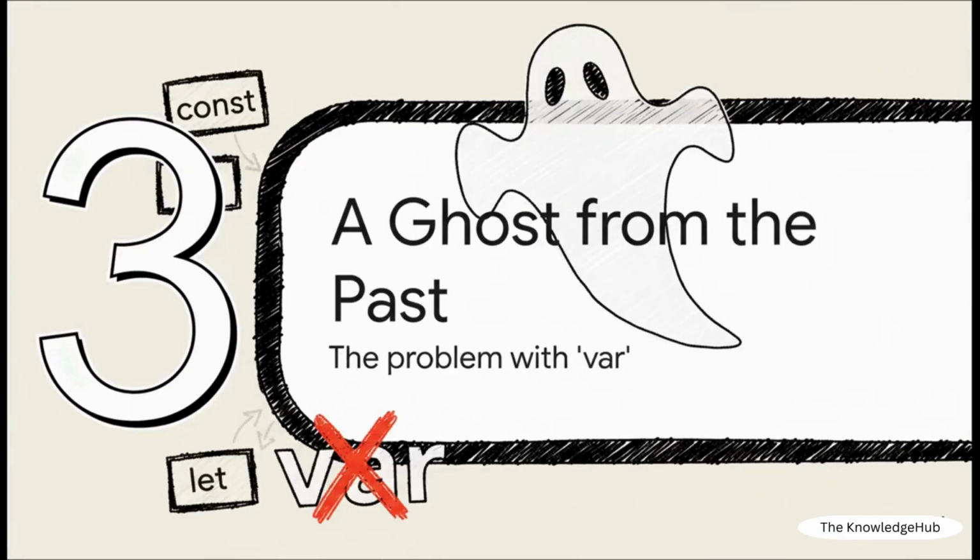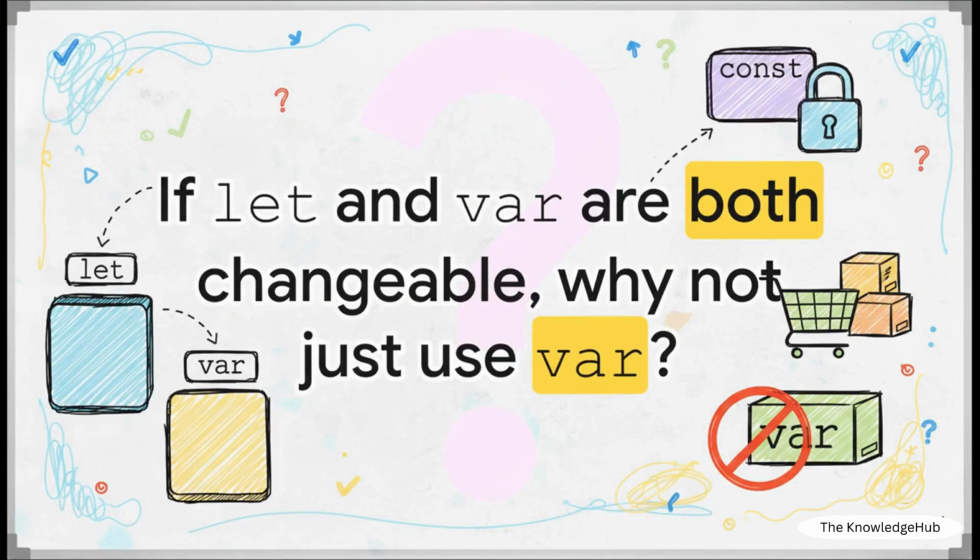Now, if you've ever poked around in some older JavaScript code, you might have seen a third keyword for making variables, var. For a long time, this was the only way to do it. But honestly, it's kind of a ghost from the past, and it comes with some issues. And this is the million-dollar question, right? If var can also make variables that you can change, just like let, then why did we even invent let in the first place? Why not just stick with the old way? Well, the answer comes down to one tricky concept, scope.